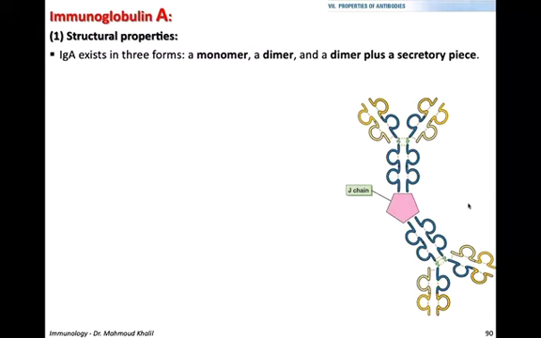What about IgA? It is a very peculiar type of antibody together with IgM, because it can exist as a monomer, as a dimer, and as a dimer plus secretory piece or secretory component. This figure shows the dimer structure. It's only showing the dimer, not the dimer with the secretory piece.